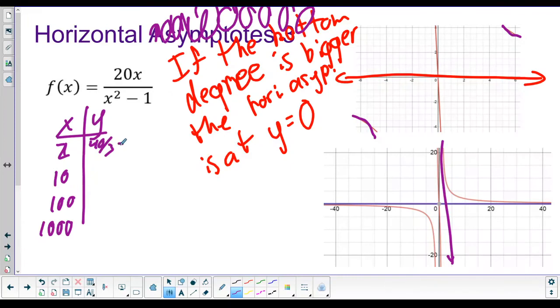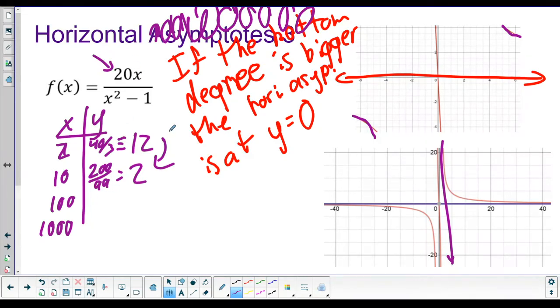Because 2 squared is 4 minus 1 is 3. So that's about 12. Sure. Okay, let's plug in 10. So 20 times 10 is 200 over 99. That's about 2. You can see this number is going way farther down. The top is still bigger, but the bottom is catching up.